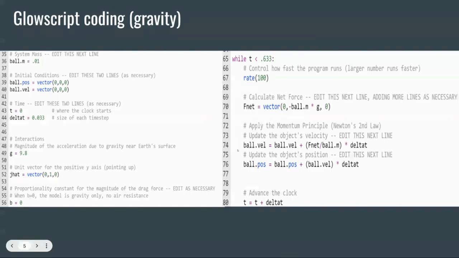And so here's our coding portion for just gravity. We're not considering drag here. So the mass of our ball is 0.01 kilograms. Our position and velocity vectors are initially 0, time at 0. We have our gravity constant, which is 9.8 meters per second squared, a unit vector. And then since we're not considering any drag, b is 0. And then over here we have our velocity update and position update formulas, as you can see, getting implemented. And then our net force, we're using the gravitational force formula.